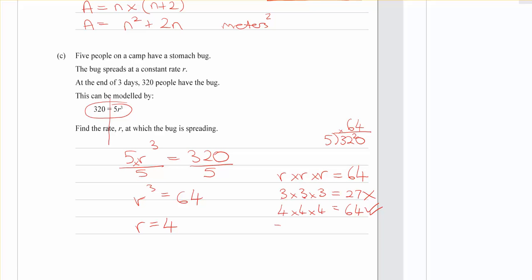You might want to just check the negative. It's always good with an equation with an exponent in it to check whether negative 4 would work, but clearly that would give me an answer of negative 64, which is not what I want, but it's worth checking the positive and the negative.